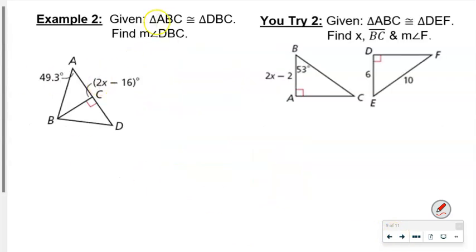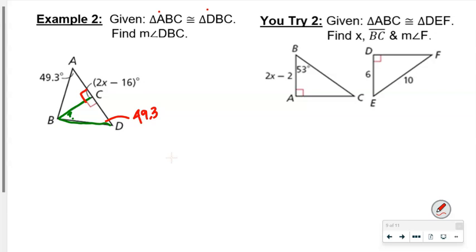So now the next one says, given that triangle ABC is congruent to DBC, find the measure of DBC. So DBC is that angle right there, okay? Notice if this is right, then that's right, correct? Okay, so those are both right angles, and it says A maps to D, right? A maps to D. So that means this is going to be 49.3 as well, right?